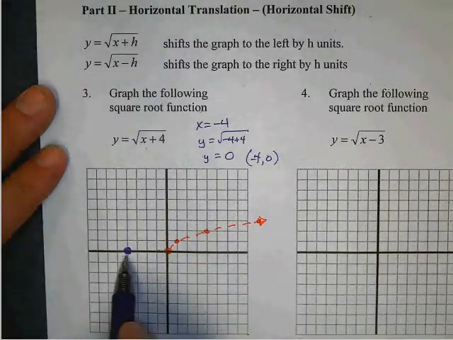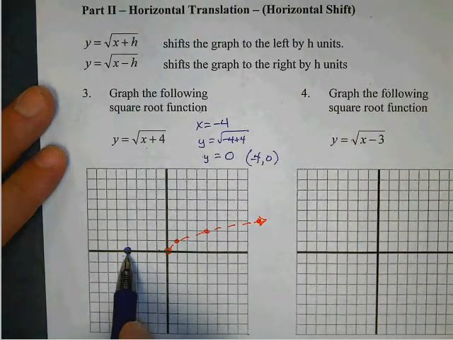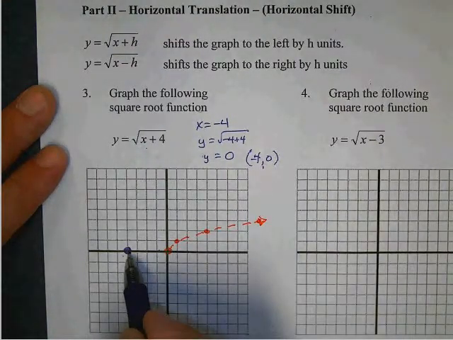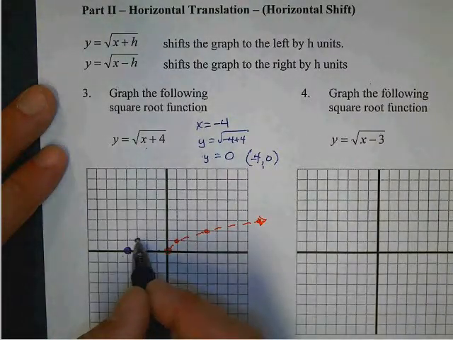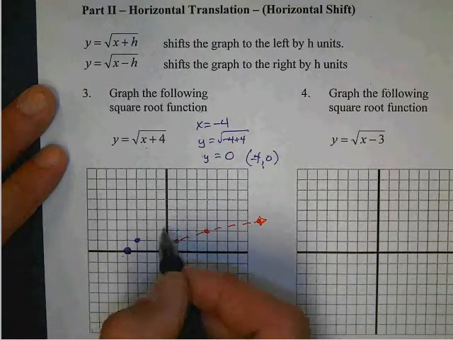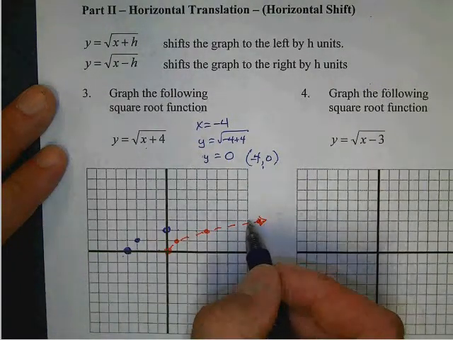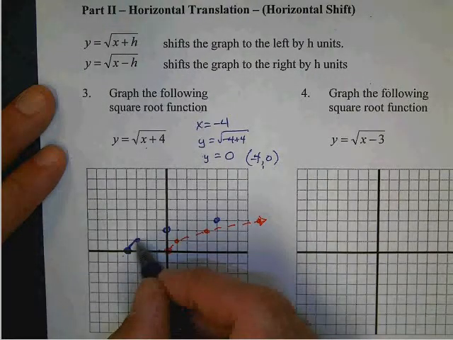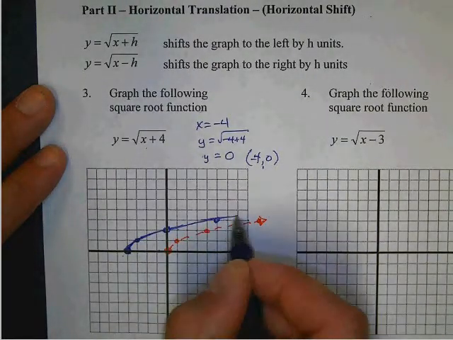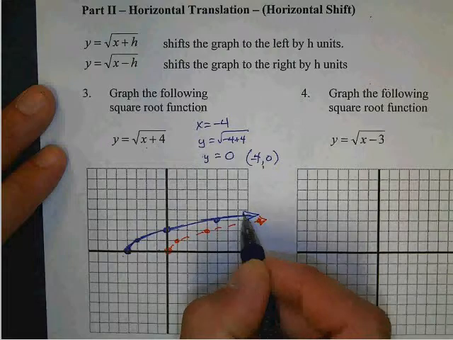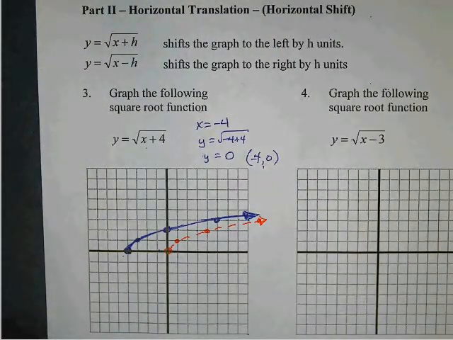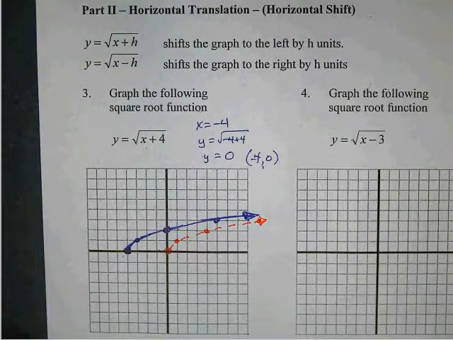1, 2, 3, 4. Where are we right now? What's that point? Negative 4, 0, isn't it? And that's why it works. 4 to the left. 1, 2, 3, 4 to the left. And do your sketch. So far, so good?